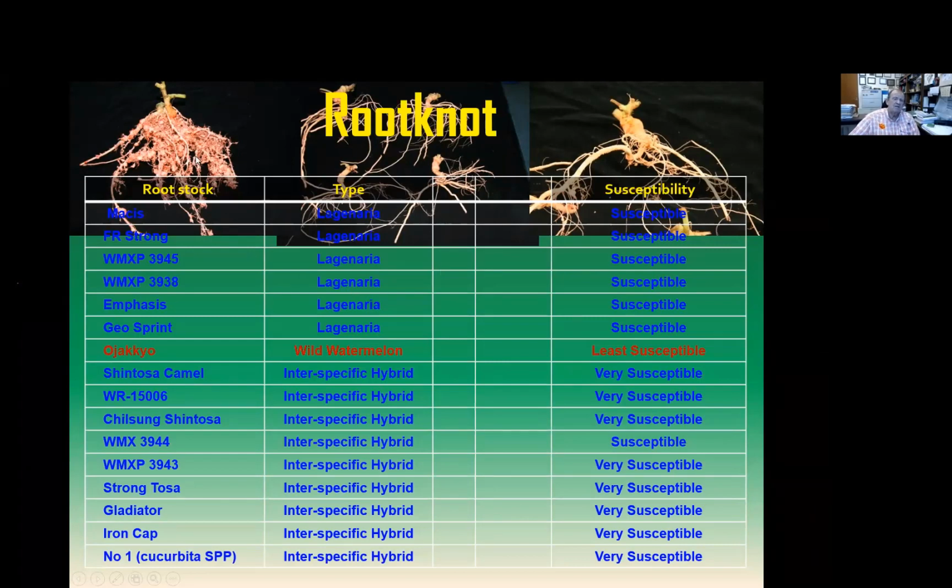And so you need to watch out if you have other soil-borne diseases, especially root knot nematode, in that you need to select something that is resistant, like a wild watermelon or a wild melon. This happens to be one of the wild watermelons that we've tested. It also has resistance to fusarium. It also has resistance to root knot nematode.